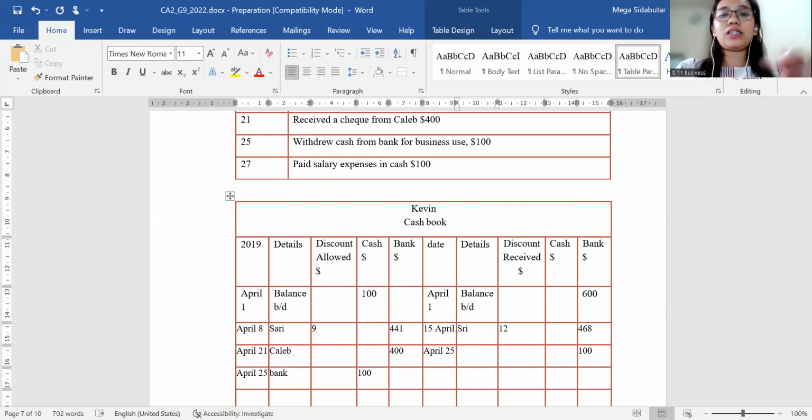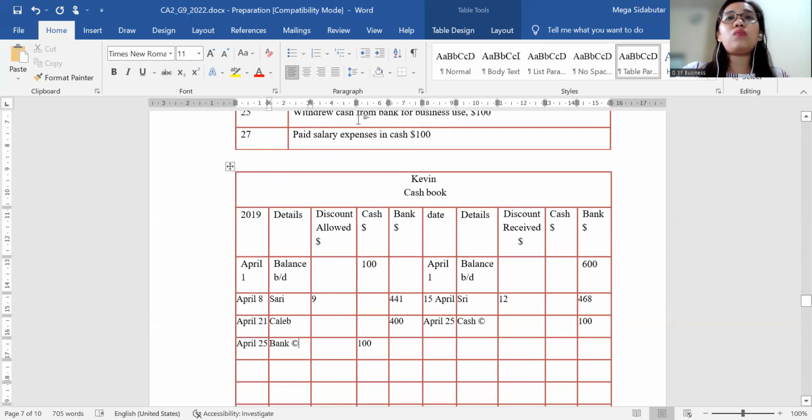Remember, this transaction we call a contra entry. So for that reason, I will put C as the sign of contra entry. Remember, a contra entry is a transaction when you record two times for one transaction. And then we also have the last one, pay salary. Of course, that will be on the credit side. It's a payment. On 27, we put salary expenses on cash, so it will affect the cash. Okay, I think that's all.